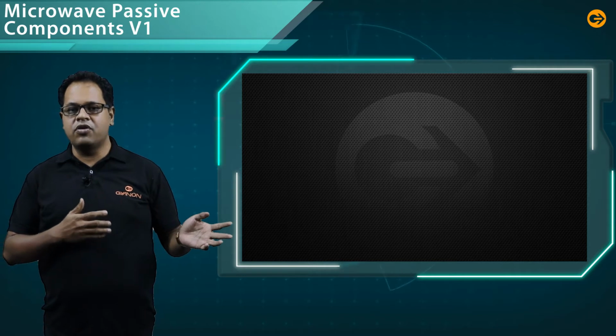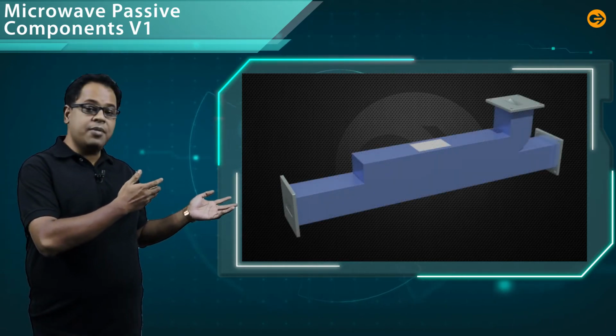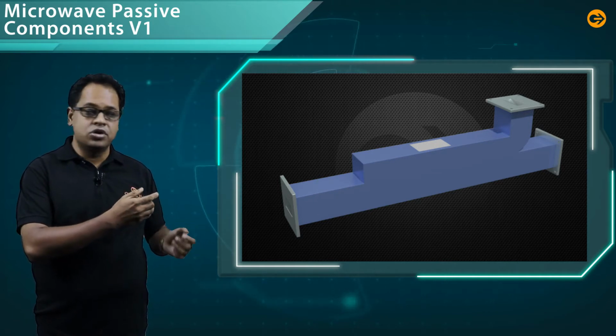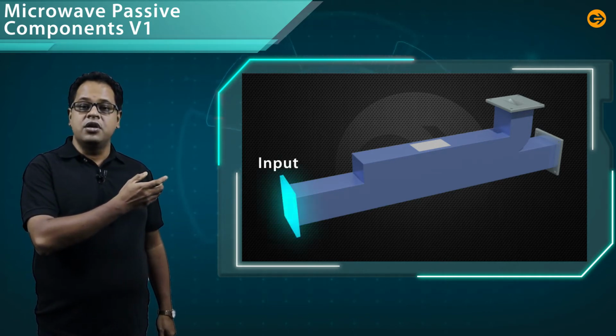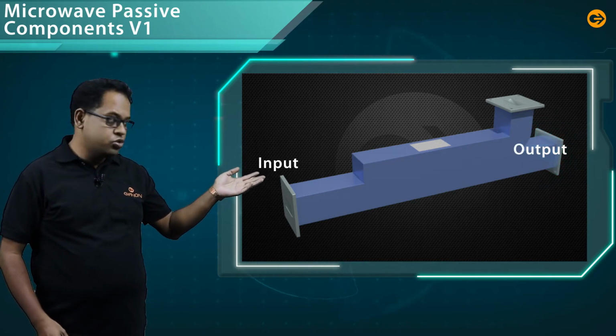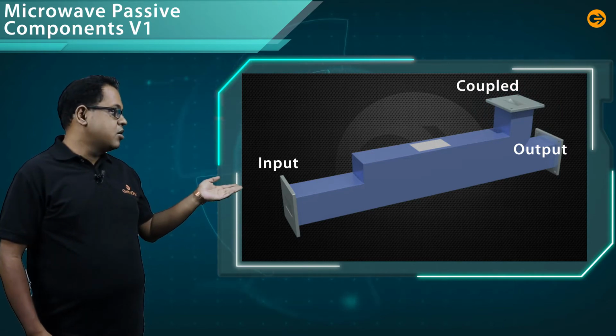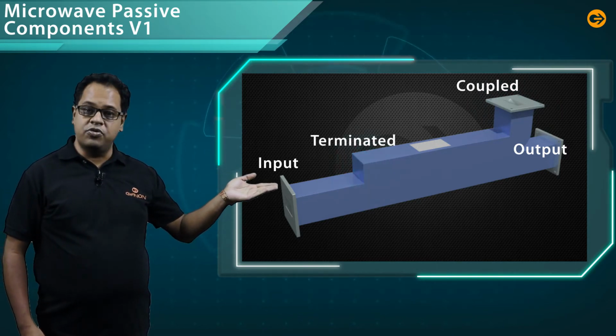First, we are going to discuss the directional coupler. A directional coupler has 4 ports. Port 1 is input. Port 2 is output. Port 3 is coupled port. And port 4 is terminated port.